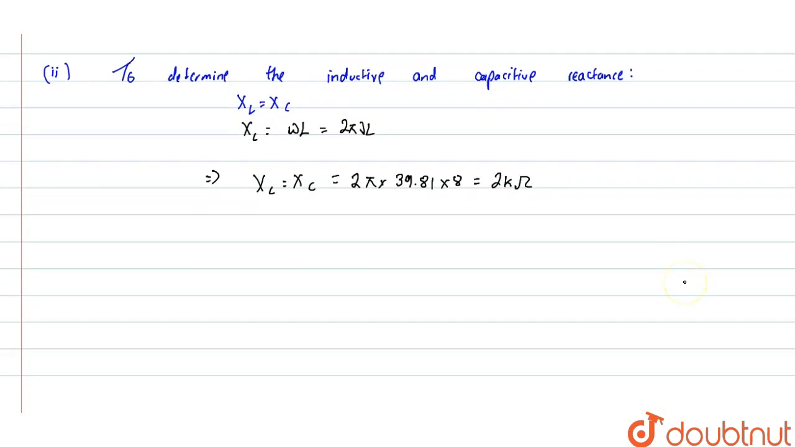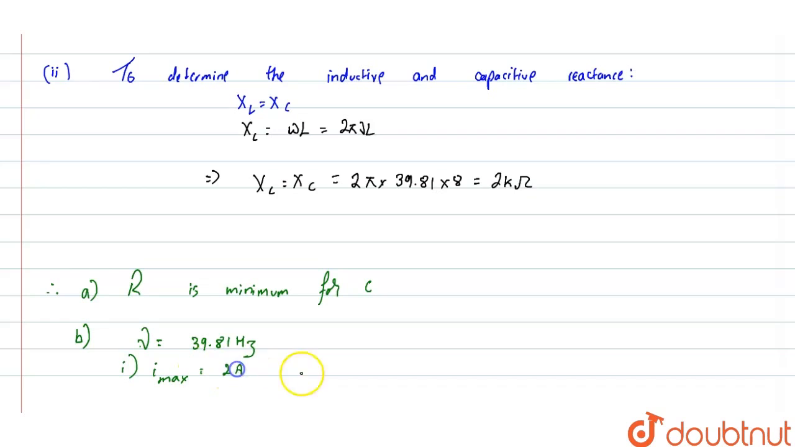With this we can conclude our answer. Therefore, for A, R is minimum for C. Alright, and for B, we have frequency equals 39.81 Hertz. For the first one, current Imax is equal to 2 amperes, and second one, our XL equals XC equal to 2 kilo ohms. Thank you.